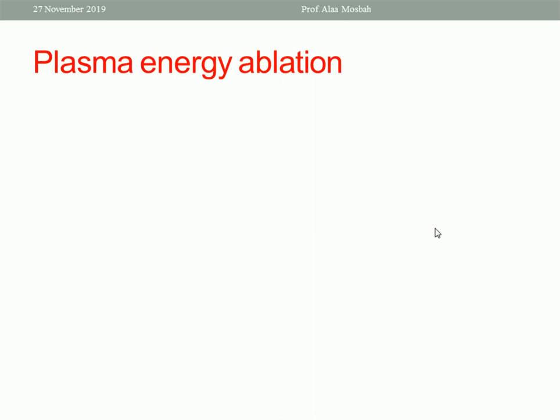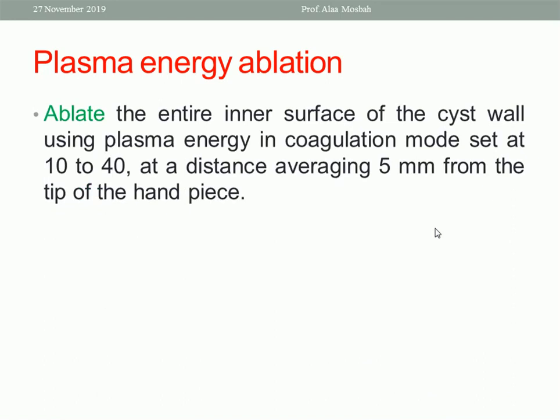What about plasma energy ablation? Ablate the entire inner surface of the cyst wall using plasma energy in coagulation mode set at 10 to 40, at a distance averaging 5 mm from the tip of the handpiece. And by the way, plasma energy ablation is safer as regards not injuring the deeper healthy ovarian tissue.